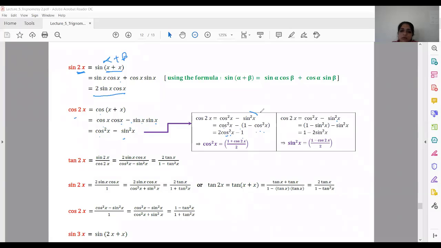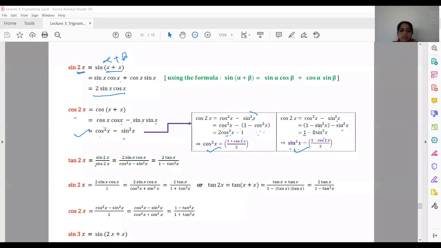In this, we convert the sine function into the cos function. But for the second, if we convert cos into sine, then it is 1 minus sin square x minus sin square x, so 1 minus 2 sin square x. So sin square x is equal to (1 minus cos 2x) by 2. More formulas are coming from this equation.